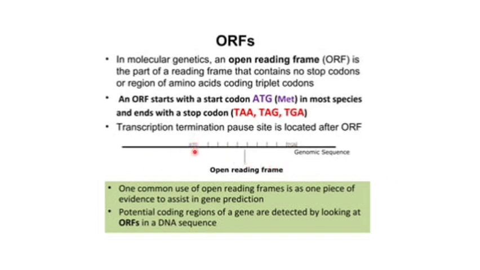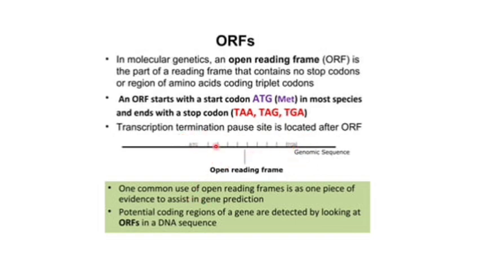The open reading frame starts from the start codon ATG and ends with the stop codon, that is TGA, TAG or TAA. In between, you can find the triplet codons which code for the amino acids. One common use of the open reading frame is as one piece of evidence to assess gene prediction. It is a part of gene prediction. If you can find a proper open reading frame, it is part of the particular gene.